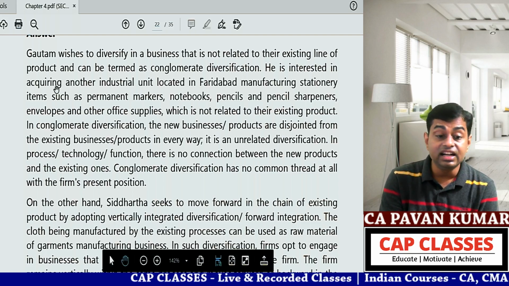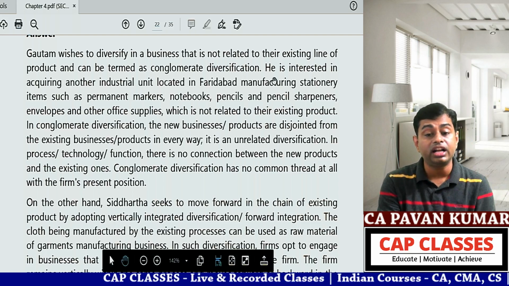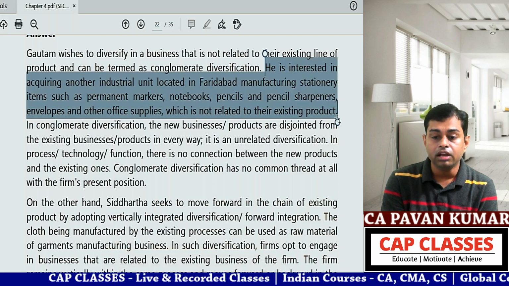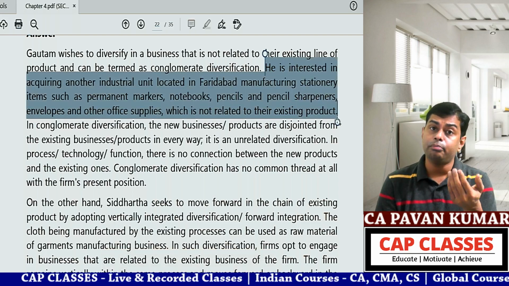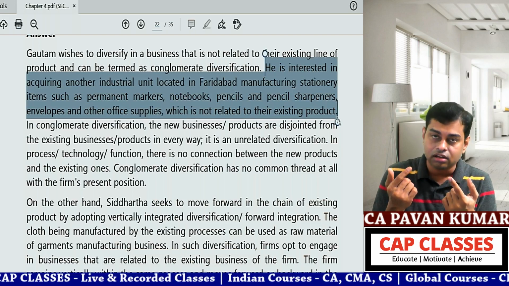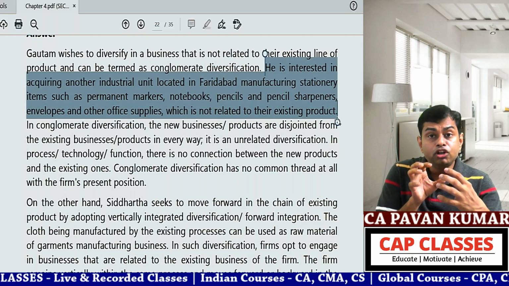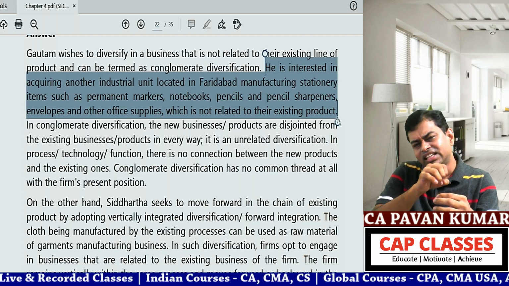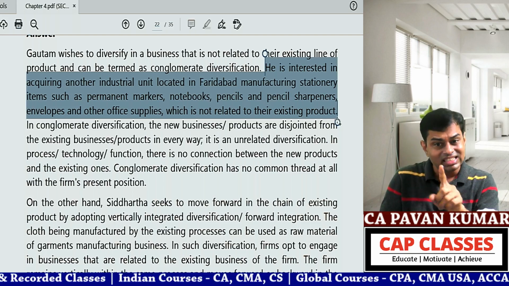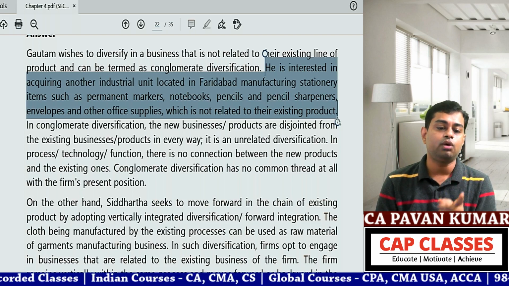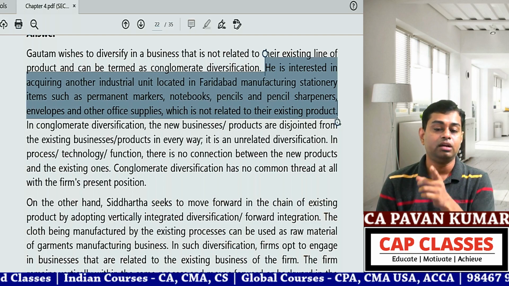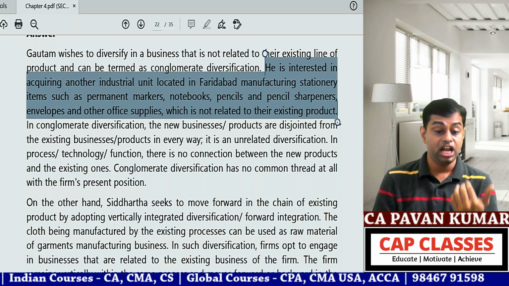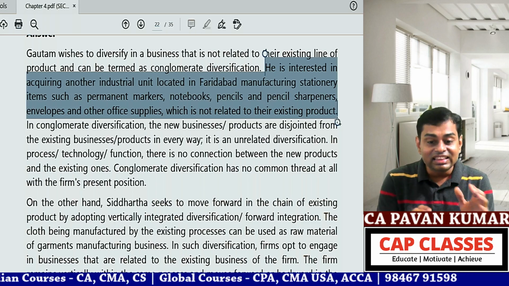Okay. He is interested in acquiring another industrial unit located in Faridabad, manufacturing, and so on. If you look at these three, four lines, it is a copy, paste of the question. Be smart. You have to copy the facts of the question. You can put it in the same manner. Look at this sentence in the answer. He is interested in acquiring another industrial unit located in Faridabad, manufacturing stationery items such as permanent markers, notebooks, pencils, pencil sharpeners, envelopes and other office supplies.